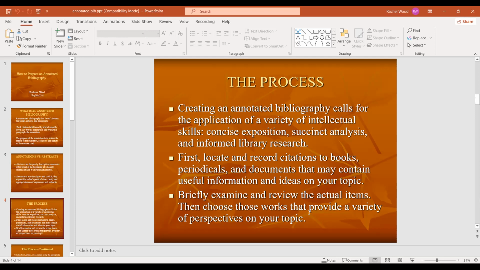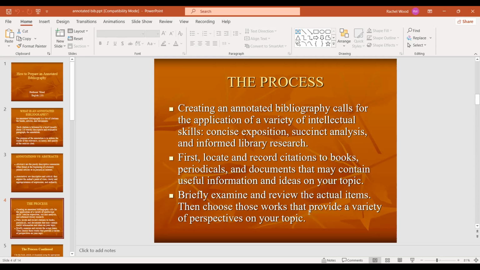The first thing you need to do is find the articles. You have to locate and record citations to your books or periodicals, peer-reviewed, anything, any book that is published by a reputable publisher would work, because it has been through a peer editing process already. And so that would also work as long as it was published within the last 10 years. Documents contain useful information and ideas on your topic as well.